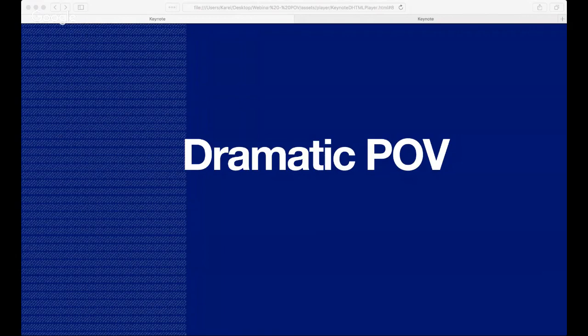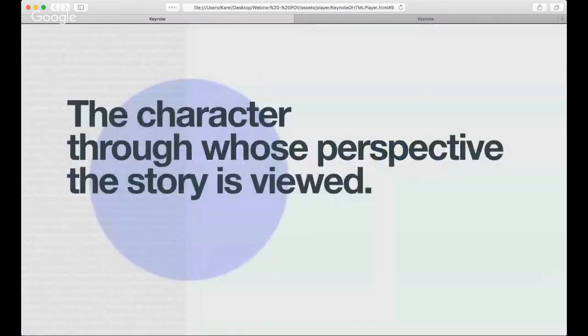So how do we define dramatic point of view? Different people define it in different ways. I'd say it's the character through whose perspective the story is viewed. So that's the point of view character.